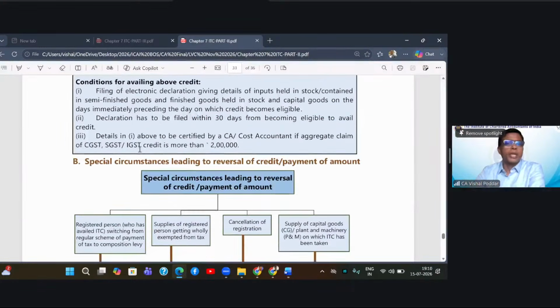And important, if the amount of credit exceeds rupees 2 lakhs, so whatever credit is applicable on this stock of goods lying with you, and you are now going to take credit, if the aggregate amount of this credit exceeds rupees 2 lakhs, you will be required to take a certificate of a chartered accountant or cost accountant certifying that the above calculation is correctly made.